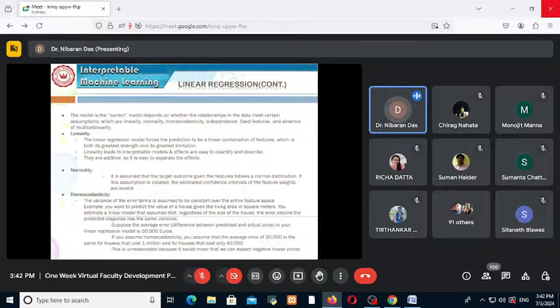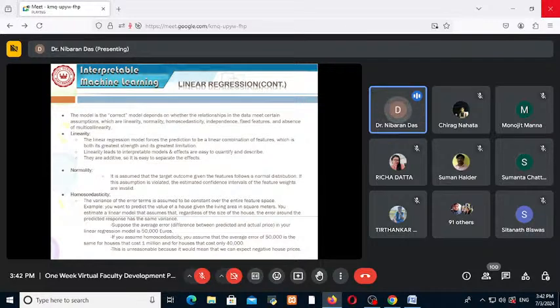Homoscedasticity: the variance of the error terms is assumed to be constant over the entire feature space. For example, you want to predict the value of a house given the living area in square meters. You estimate a linear model that assumes that regardless of the size of the house, the error around the predicted response has the same variance.